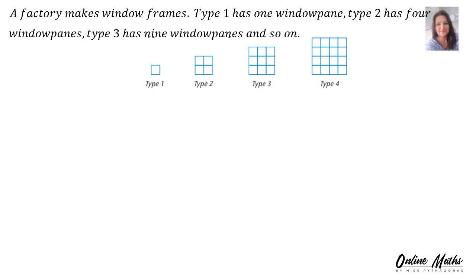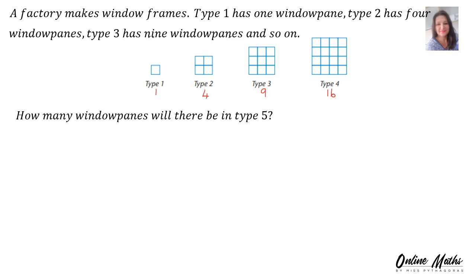A factory makes window frames. Type 1 has 1 window pane. Type 2 has 4 window panes. Type 3 has 9 window panes, and so on. So type 4 has 16. How many window panes will there be in type 5?